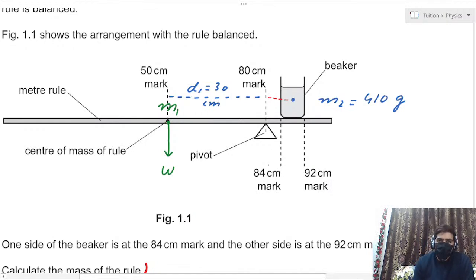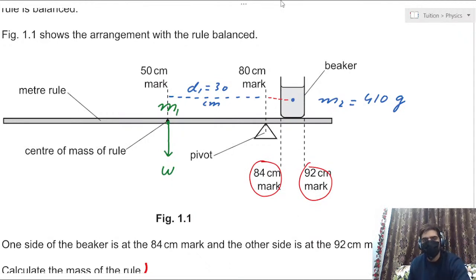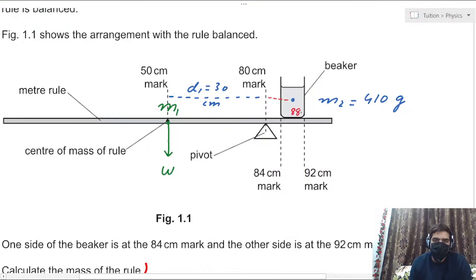Well, first of all, the center of the beaker starts from 84, ends at 92. So the center of the beaker would be the average of 84 and 92, which is 88. So I can say that the center of the beaker is at the point 88. Now, what is the distance between the center of the beaker and the pivot? It is this 88 minus 80, which would be 8 centimeter. So D2, you can write here, equals 8 centimeter.